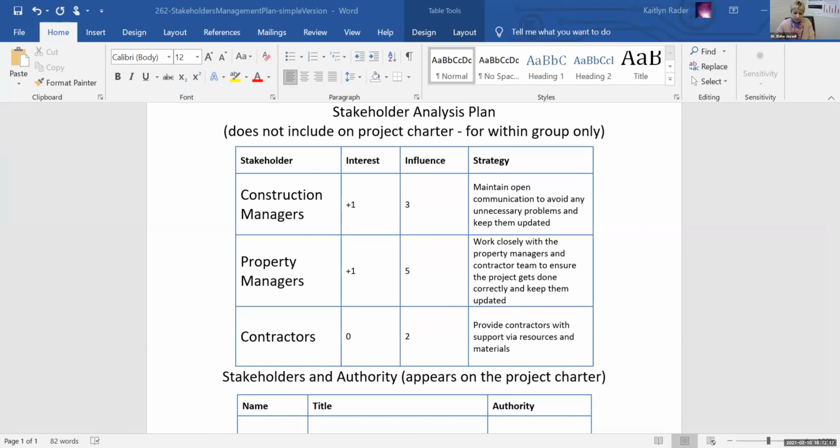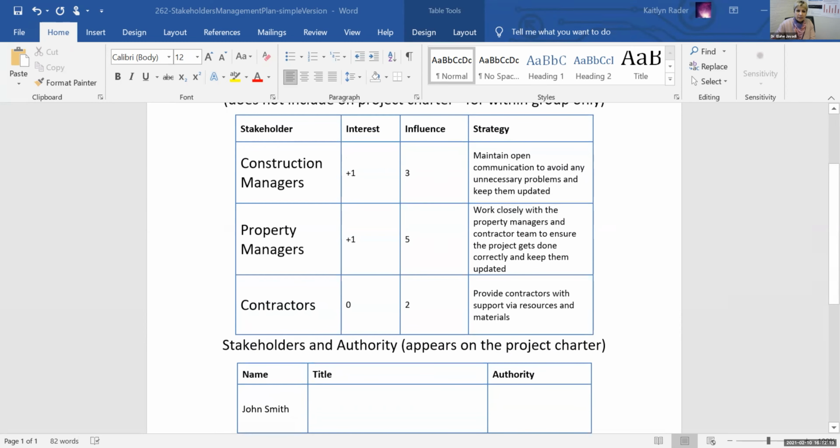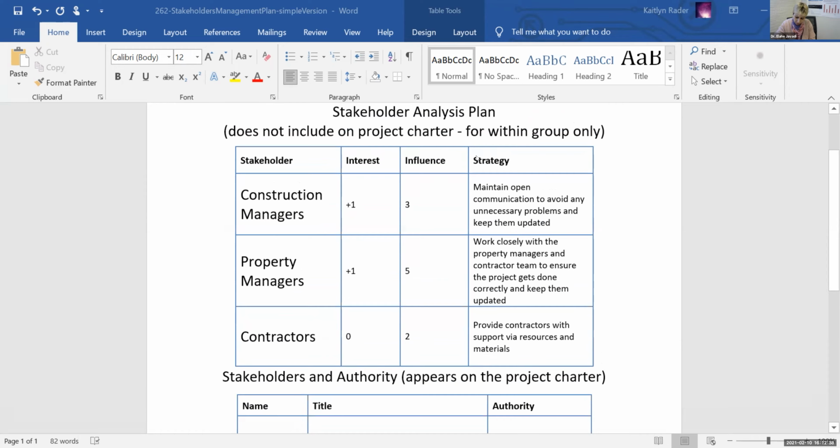Let's see what Caitlin has. Maybe I read the second one because I've seen construction manager already. Property manager, a positive interest, high influence, work closely with the property manager and contract team to ensure the project gets done correctly and keeps them updated. Perfect. Great job, Caitlin. Thank you.